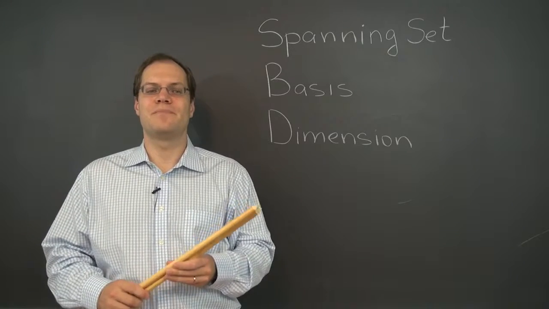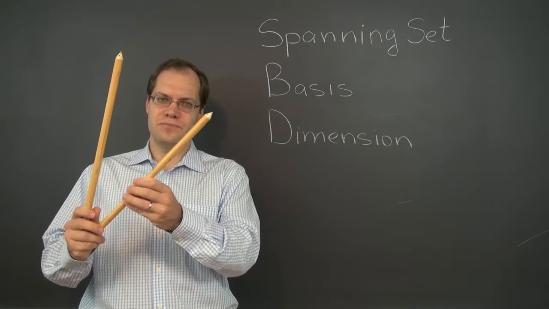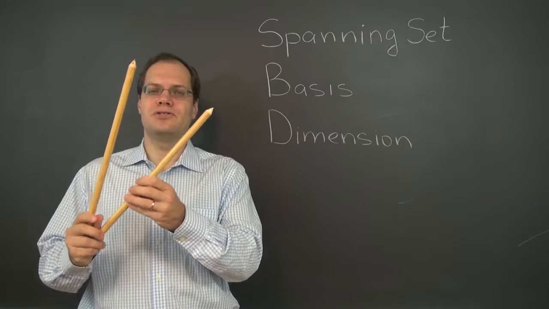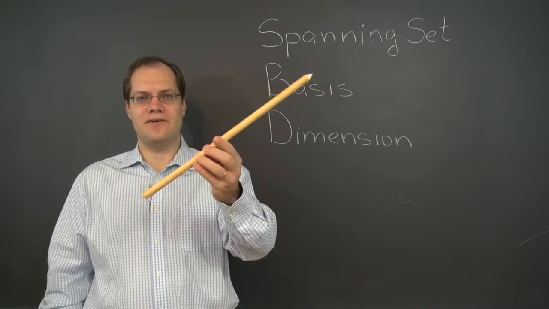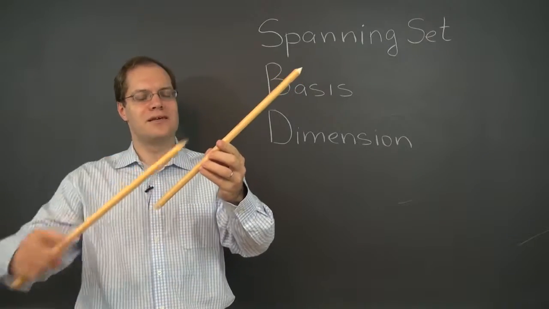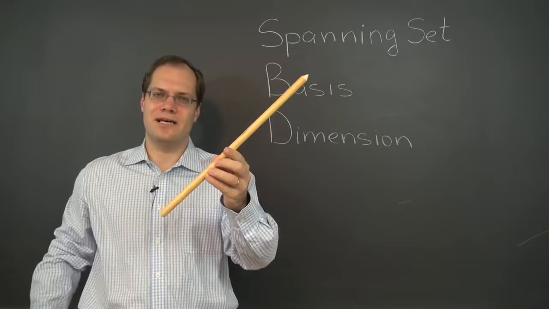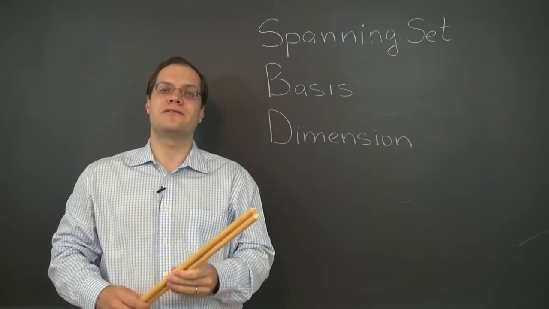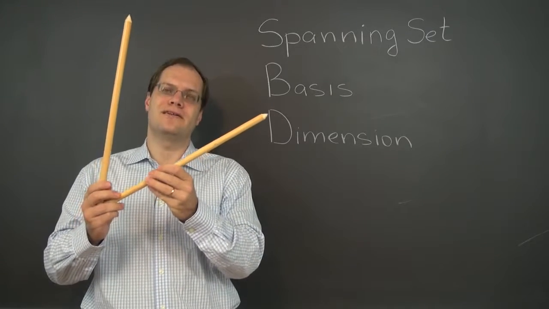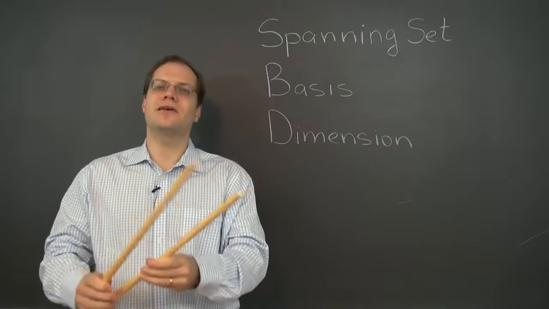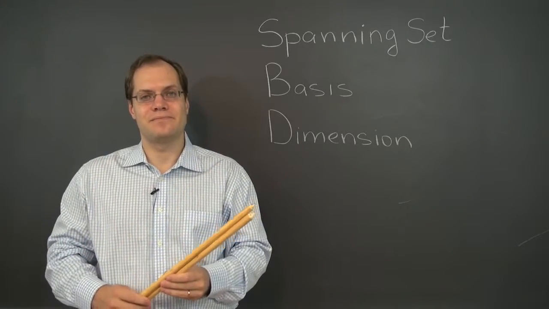So in the plane, that number is 2. You cannot have any fewer than 2 vectors and still express the entire plane. If you only have one vector, all you can express is other vectors that lie along the same line. If you have 2 vectors and they don't lie along the same line, in other words, if they are linearly independent, then you can span the entire plane.